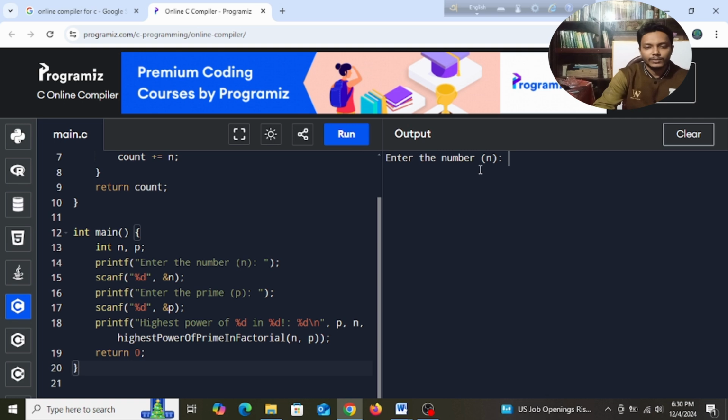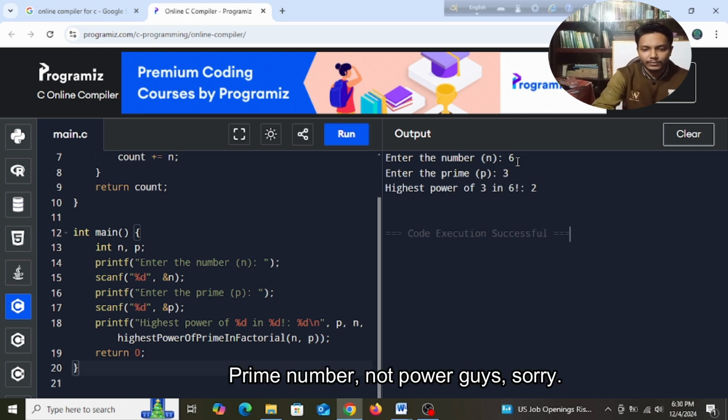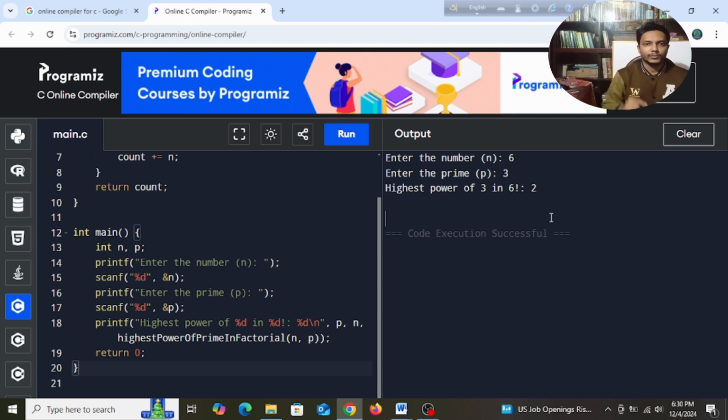So let's say we have 6, and the prime is 3, guys. If you want, you can check. 1 multiplied by 2 multiplied by 3 multiplied by 4, 5, 6, and see what result you get, and try to understand how many times 3 would be there. I'm trying to show you, guys.